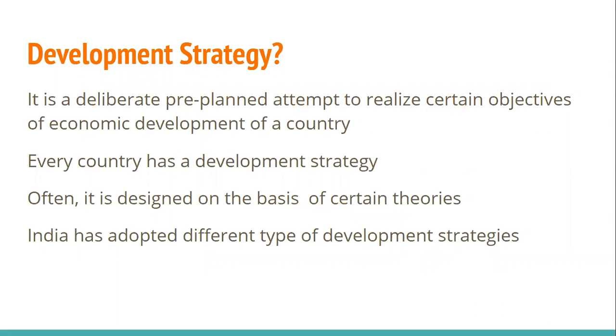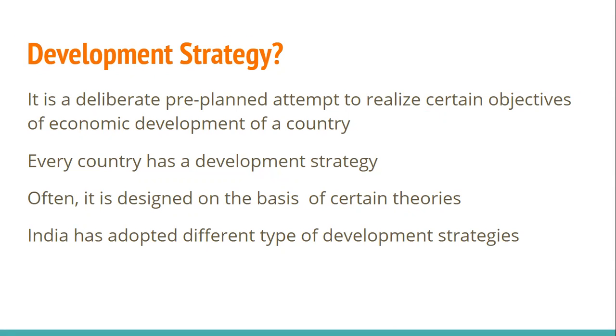You know that development strategy is a very deliberate attempt by the government to realize certain objectives of economic development of a country. They have different objectives like addressing the problem of poverty, unemployment, growing the level of investment, accelerating the GDP growth rate of a country. So we have a lot of objectives of economic development. To realize such objectives, we need to plan in advance. So the sum total of the deliberate attempts which we make to materialize these objectives could be considered as a development strategy.